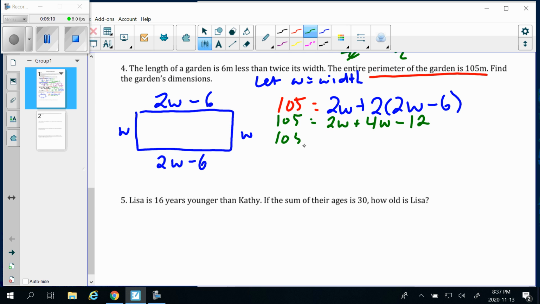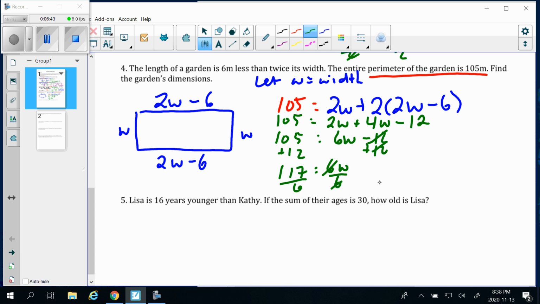And we can combine our like terms. 6W minus 12, add 12 to both sides. And I have 117 is equal to 6W. And I'll divide by 6 to get the width. Now, normally I would say please leave it as a fraction. And as a matter of fact, I don't think that reduces. But when you're dealing with lengths and widths, it does make sense to use a decimal. So it's okay to use a decimal in this case.